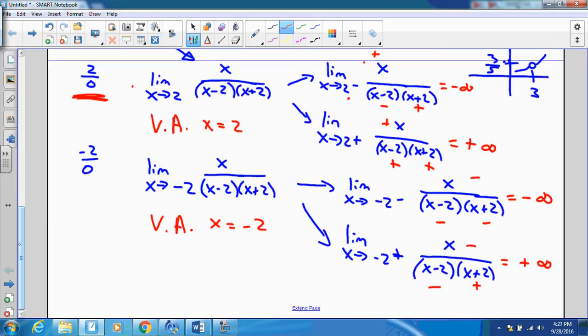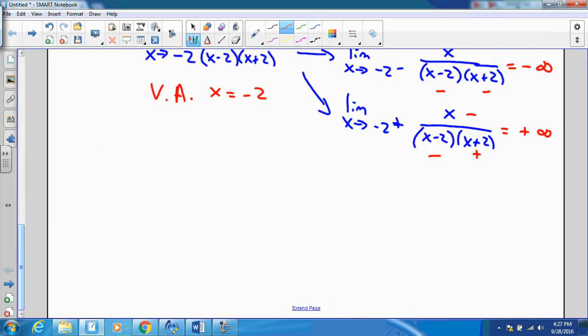Well, this was the hard part about the analysis. Now we get to move on to the fun stuff, horizontal asymptotes.